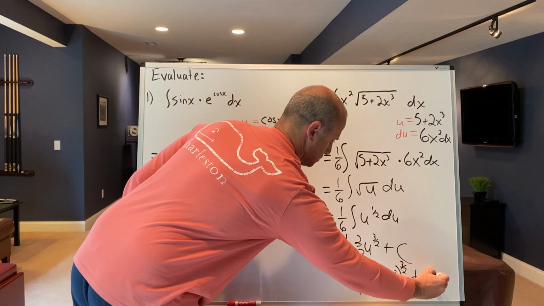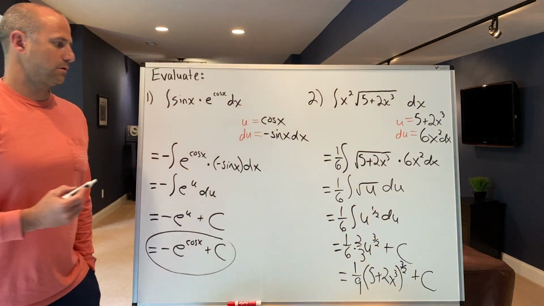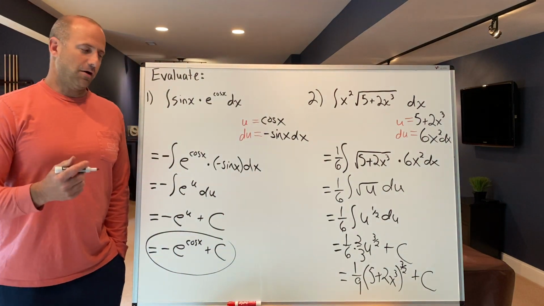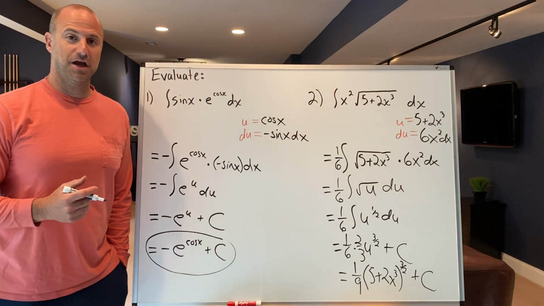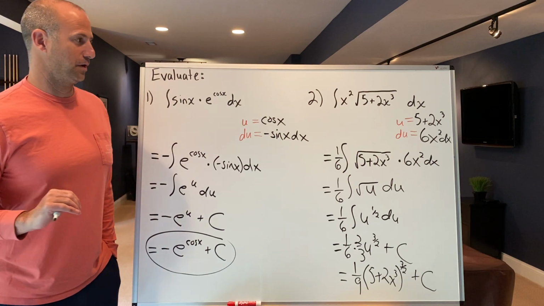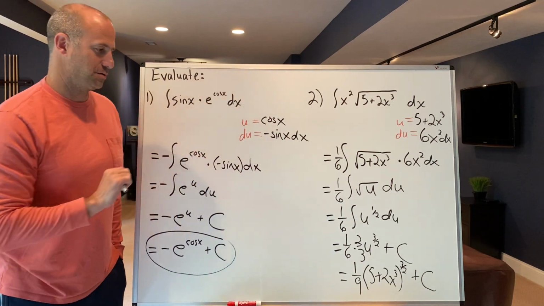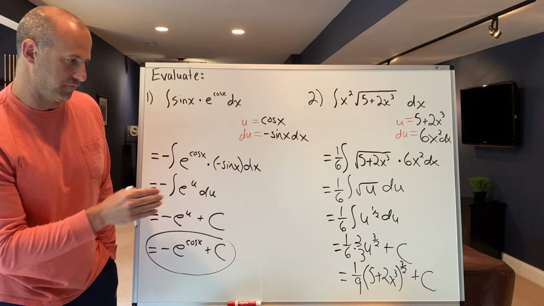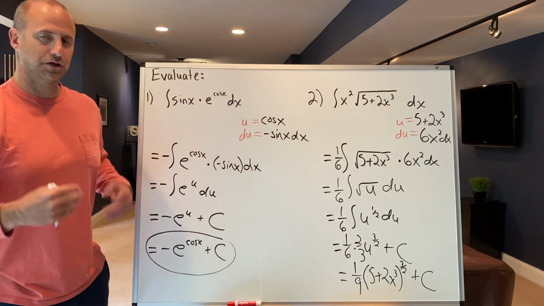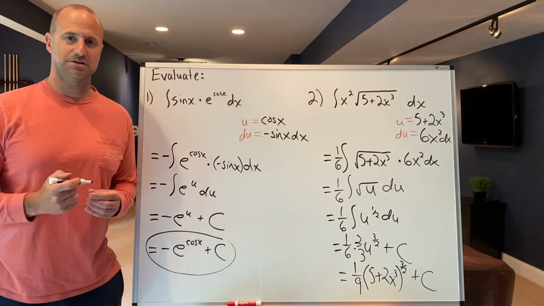And then don't forget your plus c. Okay? Now, if I had more space, I would actually take it one step further and rewrite it as a radical. So that's really going to be the square root of 5 plus 2x cubed. But I think you get what I'm saying there.